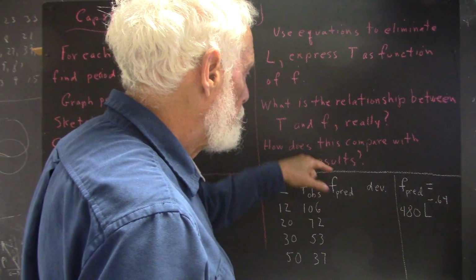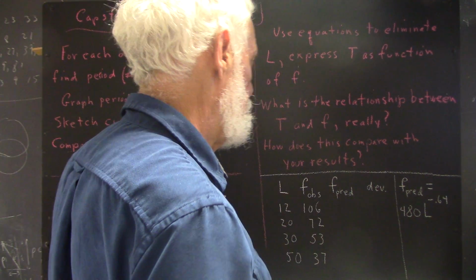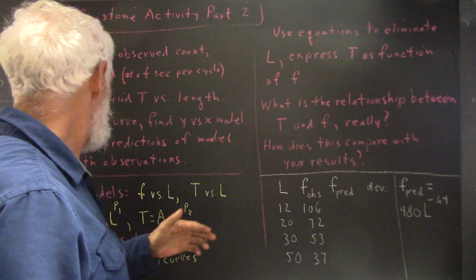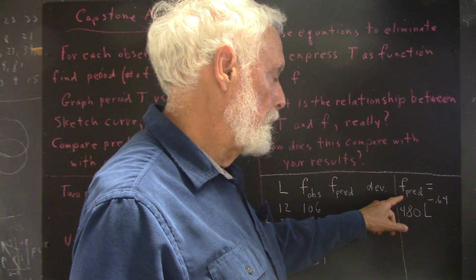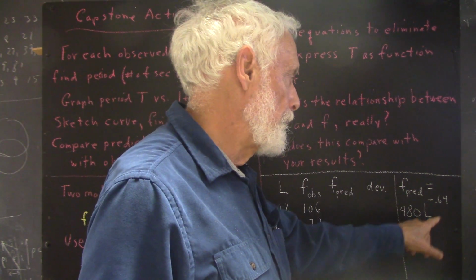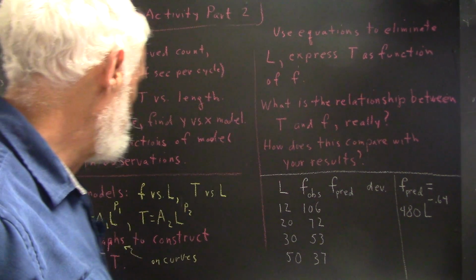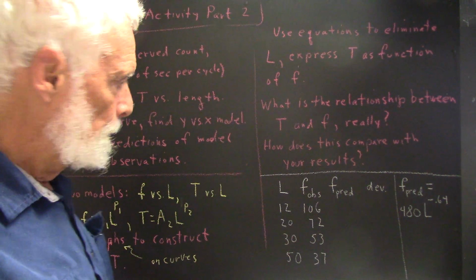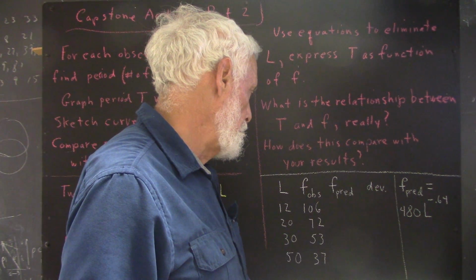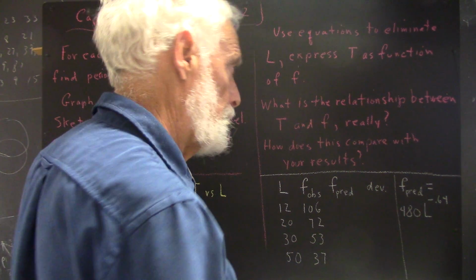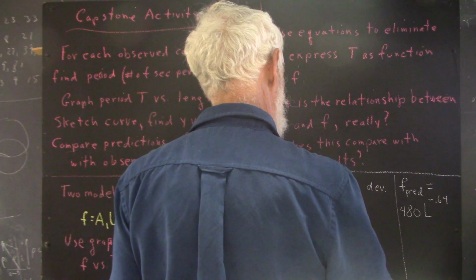Okay, so what are your predicted values? By predicted, these are the predictions of the model. Well, to get the predicted values, you plug your length into the model and see what your predicted frequencies are. So we plug 12 into this model, and I think we get something like 109.